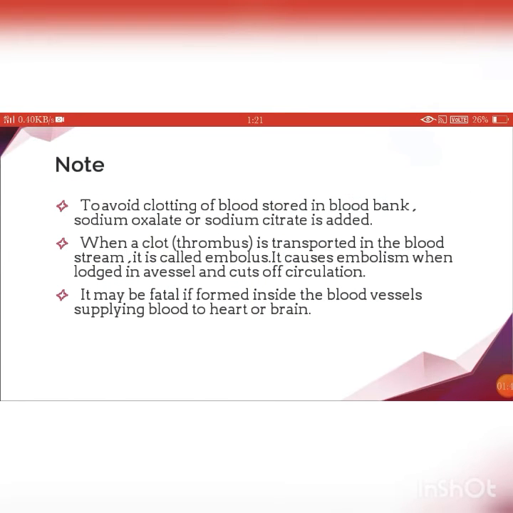Now these are some notes that might come as short questions. Let's go through them in brief. To avoid clotting of blood stored in blood bank, sodium oxalate or sodium citrate is added. When a clot or thrombus is transported in the bloodstream, it is called embolus. It causes embolism when lodged in a vessel and cuts off circulation. It may be fatal if formed inside the blood vessels supplying blood to heart or brain.